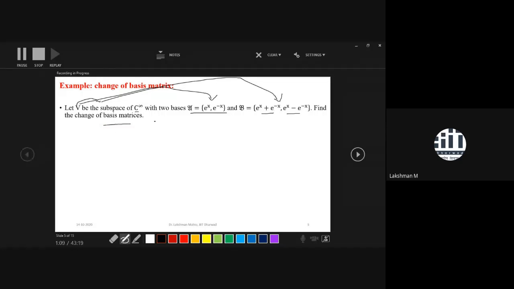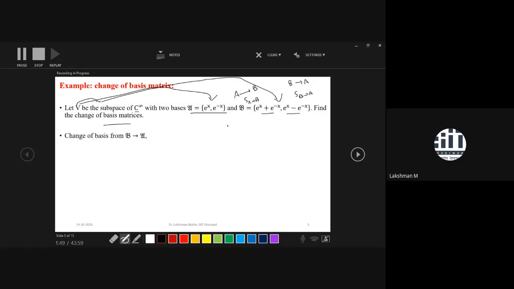That means when you go from A to B, you are changing basis from A to B. Then you have to find the change of basis matrix, which would be S A to B. Then you have to find the change of basis matrix when you are changing your basis from B to A. In that case you will get the change of basis matrix S B to A. So these two change of basis matrices you have to find here.